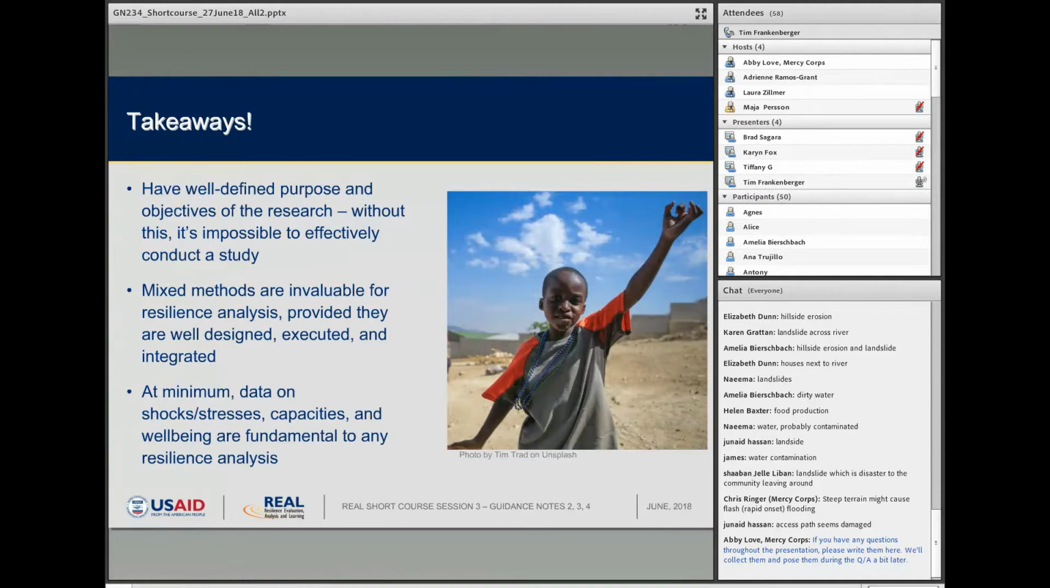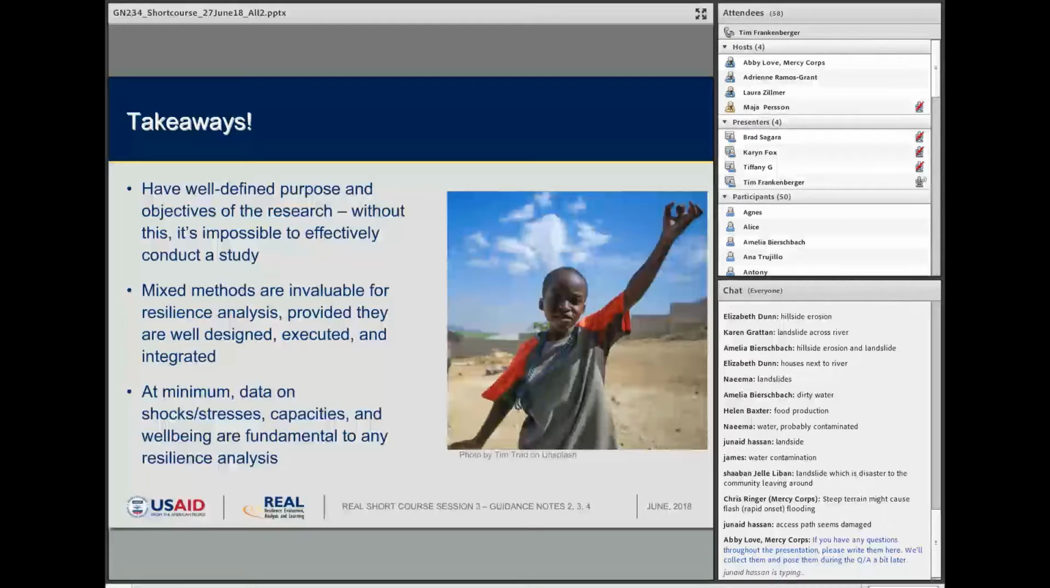So one of the three key takeaways I'm hoping that you have from this presentation is how important it is to lay out your purpose and objectives of the research. Without this, it's almost impossible to effectively conduct the research or the study. So be clear about what your research objectives are as part of your analysis.